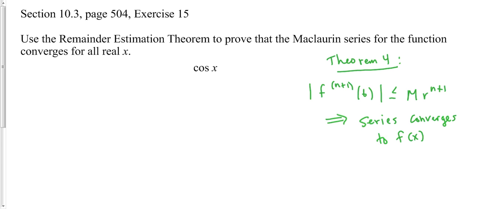Let's talk about section 10.3, page 504, exercise 15, which reads, use the remainder estimation theorem, or theorem 4, to prove that the Maclaurin series for the function converges for all real x. And for exercise 15, our function is cosine x.